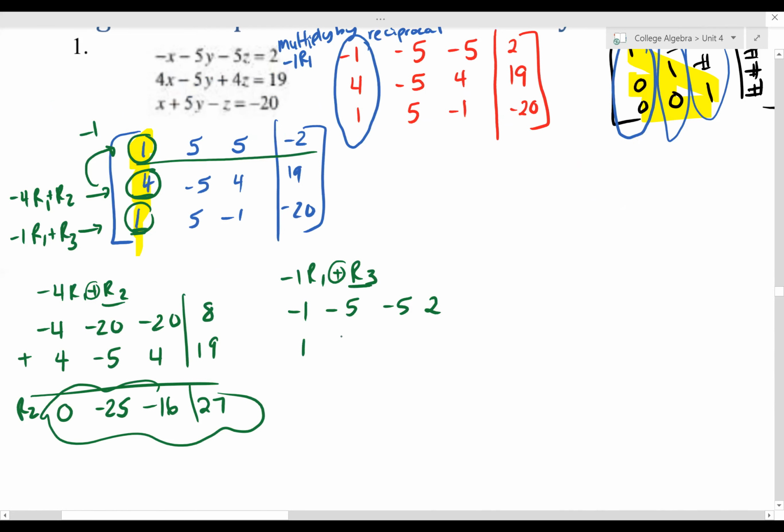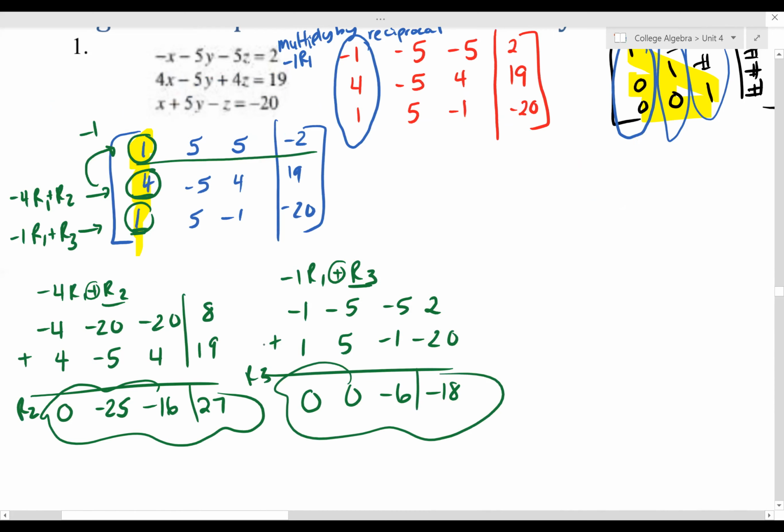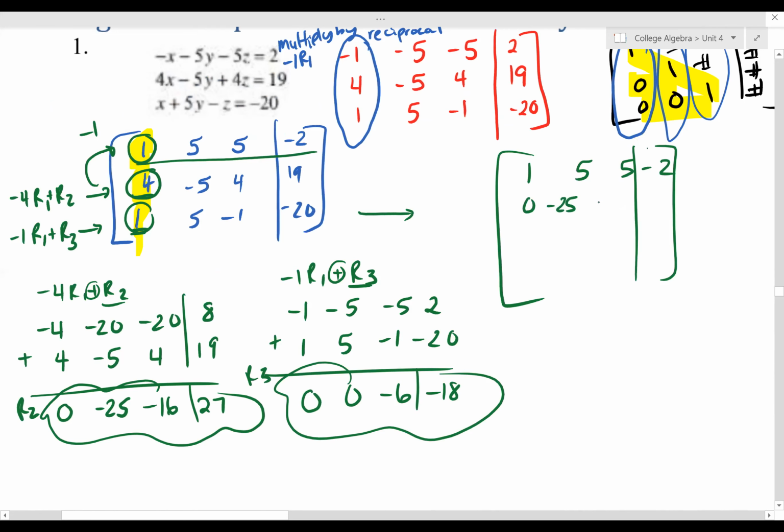So row 3 is 1, 5, -1, and -20. Add this straight down and you get 0, 0, -6, and -18. So these are the new numbers for row 3. So update the matrix. Row 1 stays 1, 5, 5, -2. Row 2 is now 0, -25, -16, and 27. And row 3 is now 0, 0, -6, and -18.